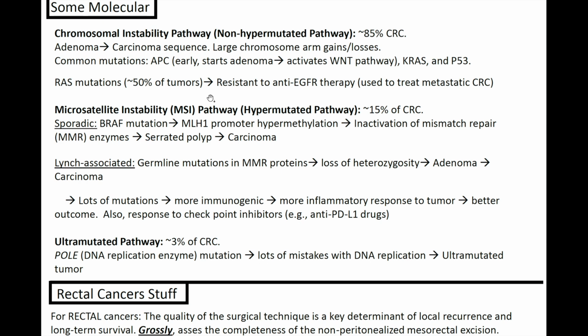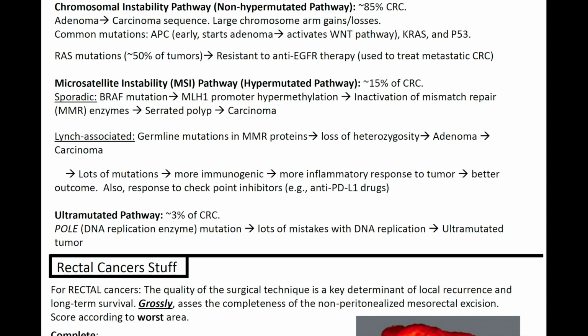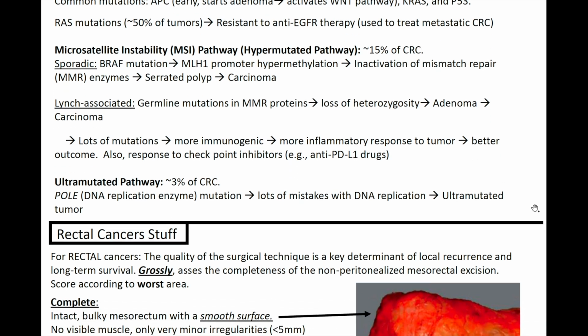So understanding the molecular of colon cancer and what the patient expresses is very important to know what kind of tumor you're likely dealing with and how they're going to respond, what therapies we can use to cure them, right? The ultra-mutated pathway is about 3% of colorectal cancer, and that occurs with the POL, or the DNA replication enzyme mutation, which leads to lots of mistakes with DNA replication and an ultra-mutated tumor.